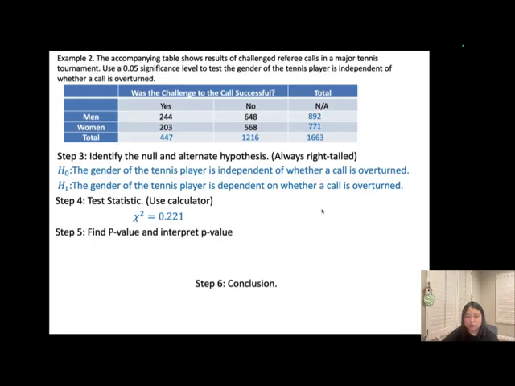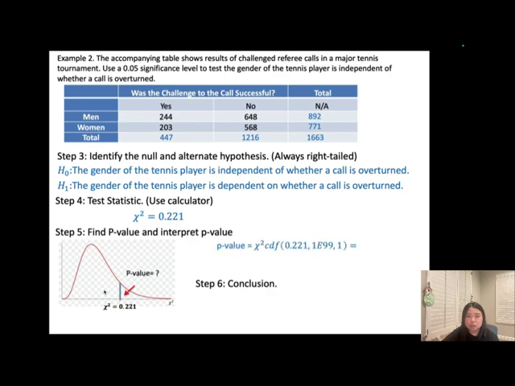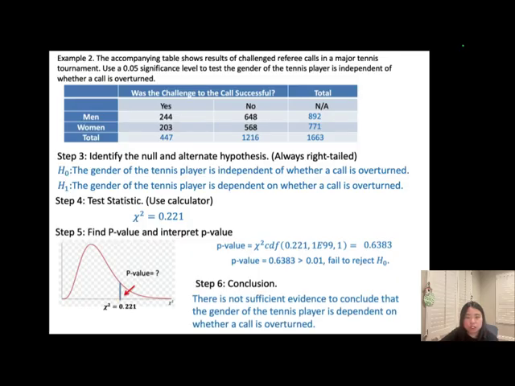That's a 2 by 2. And then p-value. So that will be lower value, upper value, degrees of freedom equal to 1. You should get 0.6383. Compare with your significance level. That will be greater than, right? So fail to reject. Okay, conclusion. There is not sufficient evidence to conclude that the gender of the tennis player is dependent on whether a call is overturned.